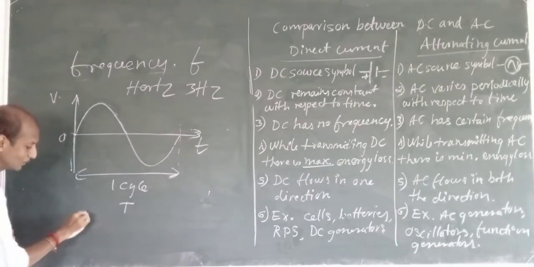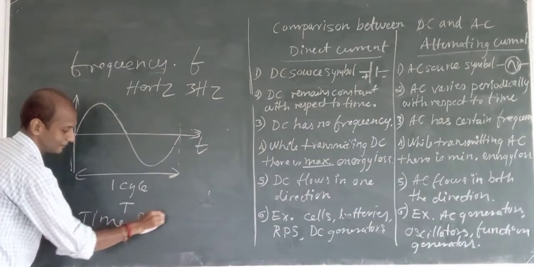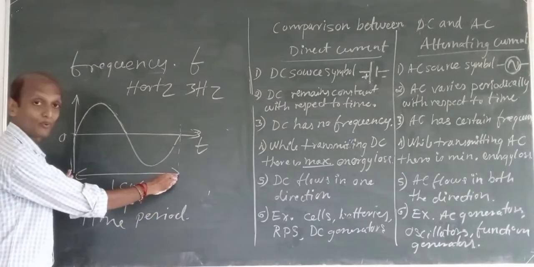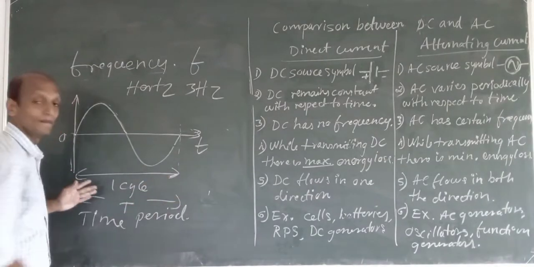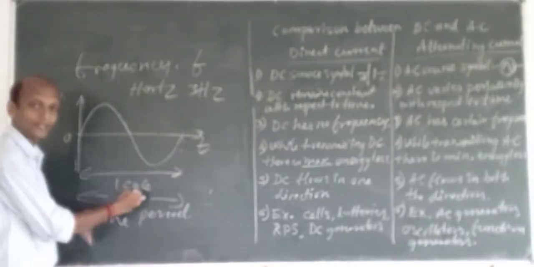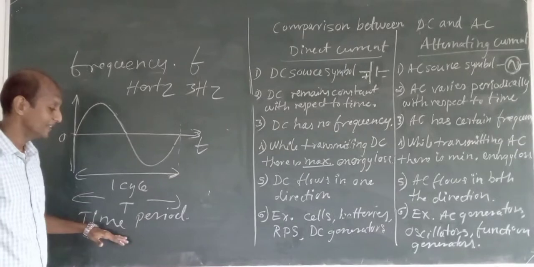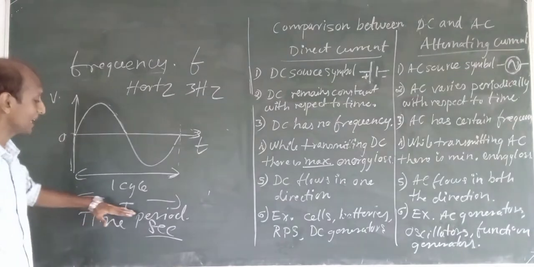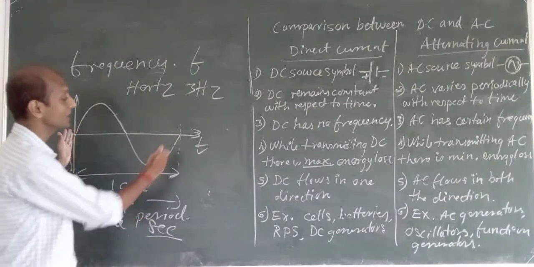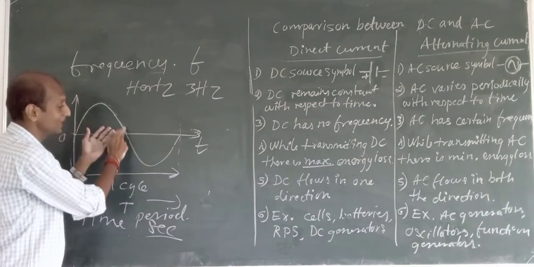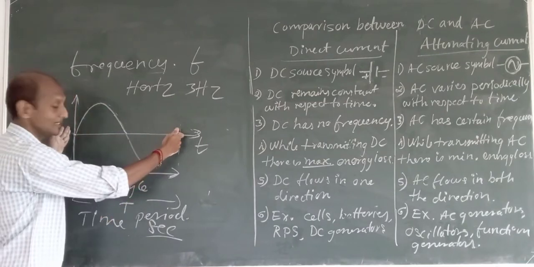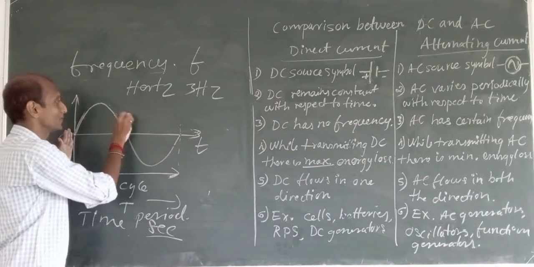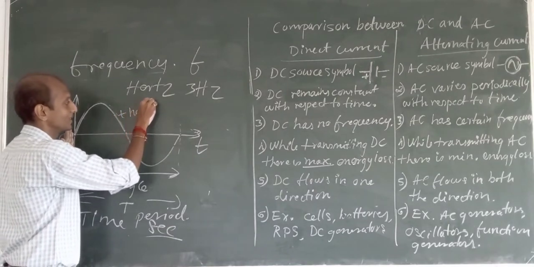Another thing has come into the picture now. It is called the time period. What is the time period? It is the time taken for making one cycle. The time taken for one cycle of an alternating quantity is called the time period, T, and it is measured in seconds. Obviously, we measure it in seconds only. So time period is nothing but the time taken for one complete cycle: one positive half cycle and one negative half cycle of an alternating quantity. This is the complete cycle, and this is half of the cycle, which we call the positive half cycle.